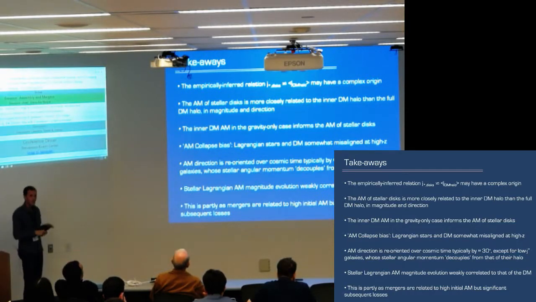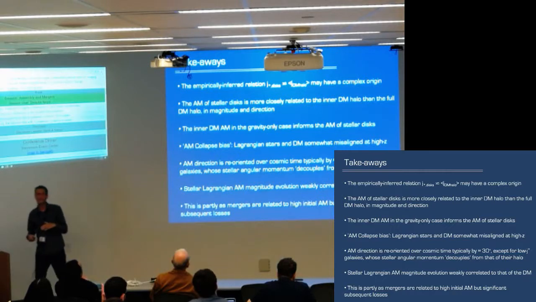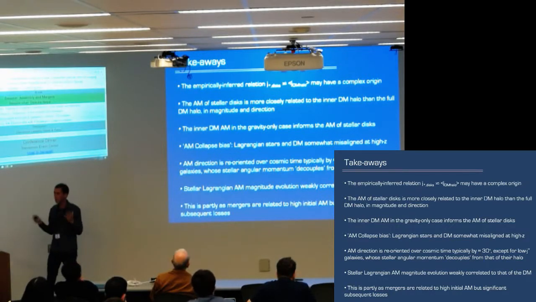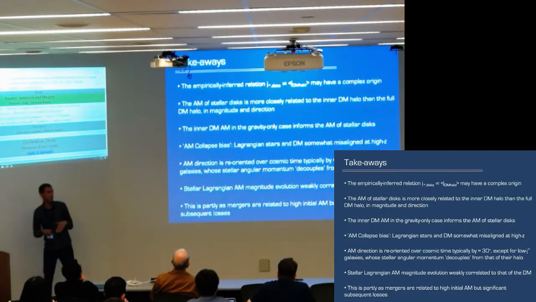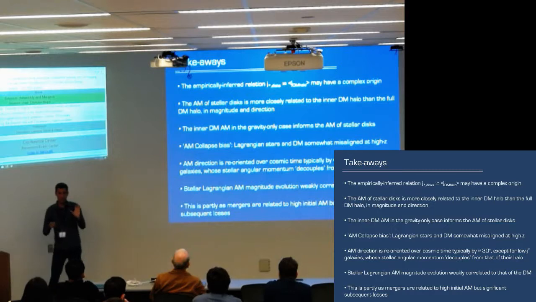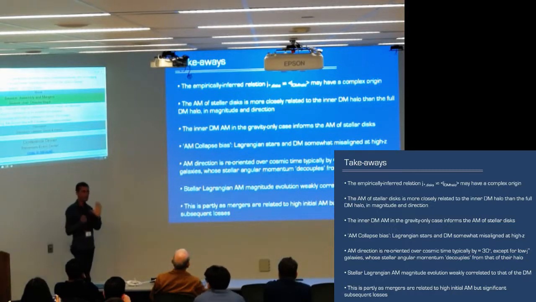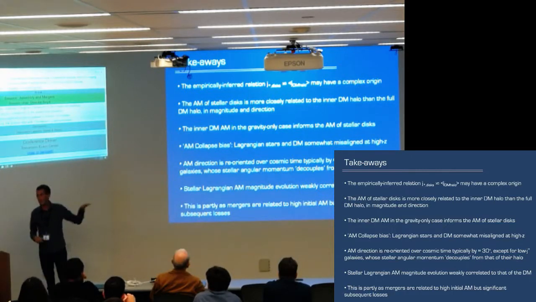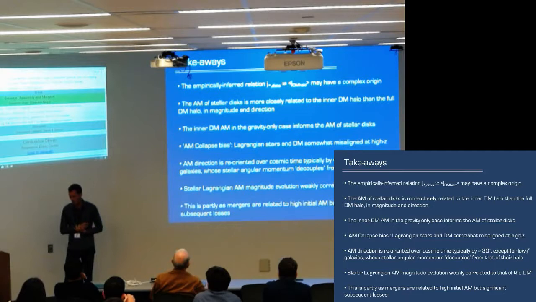The angular momentum of stellar disks is more directly related to the inner dark matter halo than to the dark matter as a whole, and that's true both for magnitude and direction. The inner dark matter halo in the gravity-only simulation already carries significant information, especially about the orientation, about what will happen to the baryons in the full physics simulation.